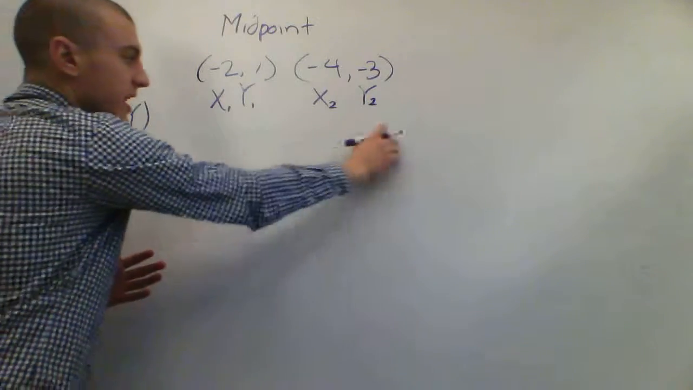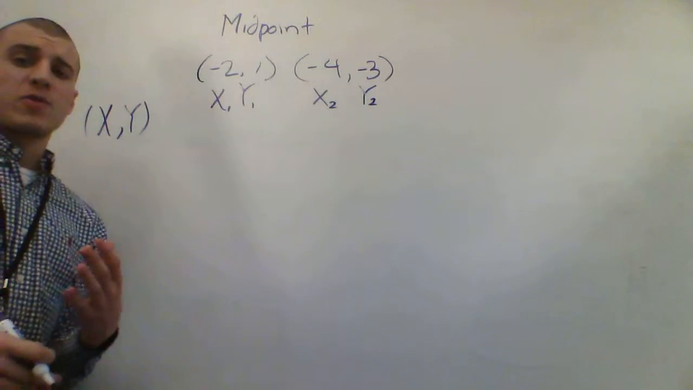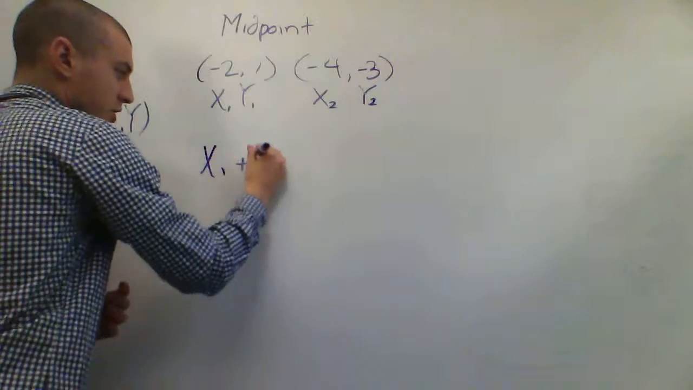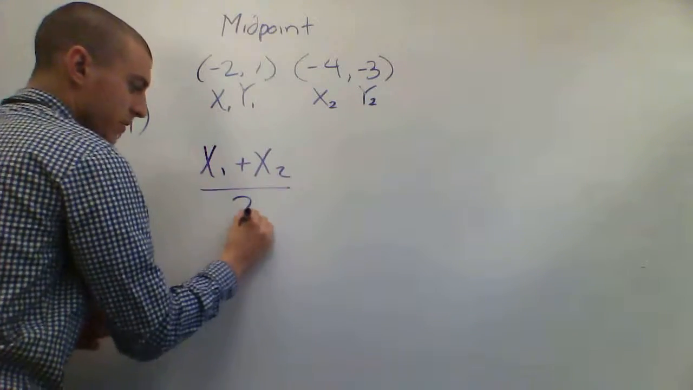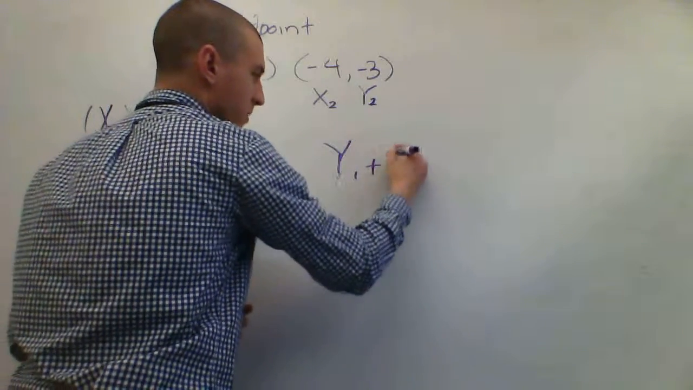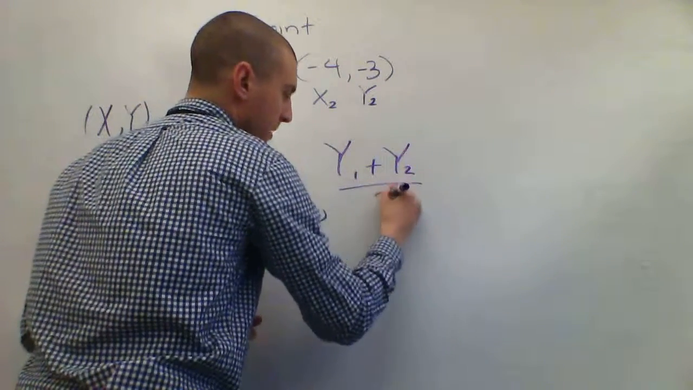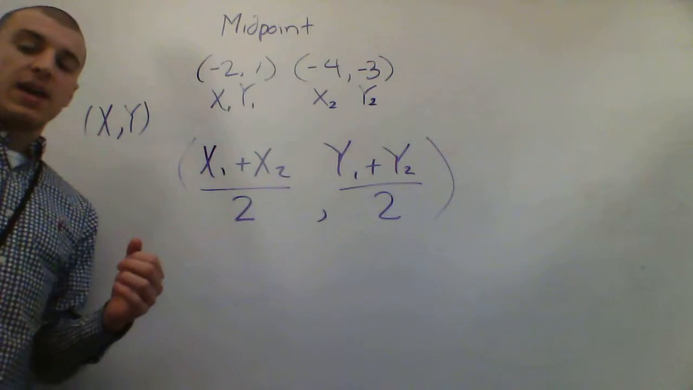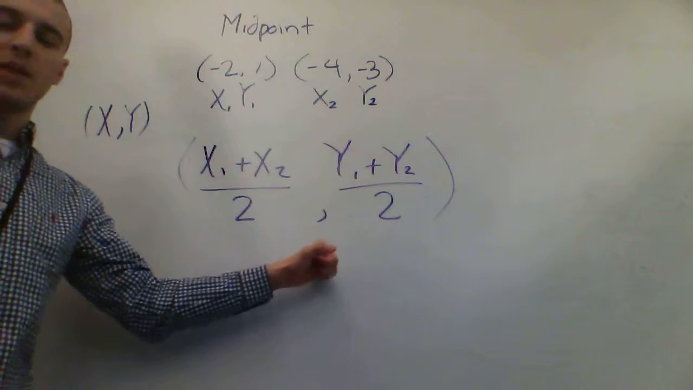All right, once you have these labeled, the rest is easy. You just have to remember your formula. So the formula for midpoint is x1 plus x2 divided by 2, comma, y1 plus y2 divided by 2. Okay, and your answer should be a data point. It's giving you a point on the coordinate plane.